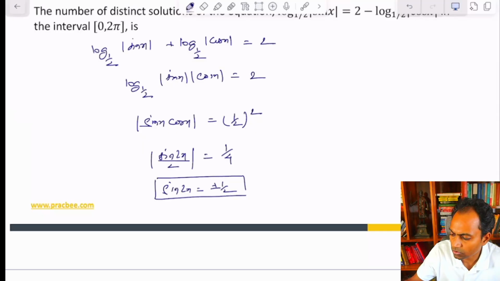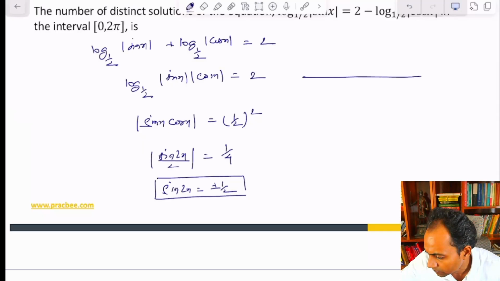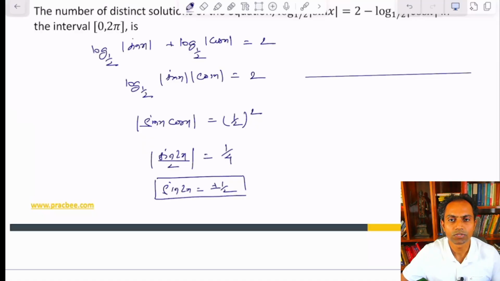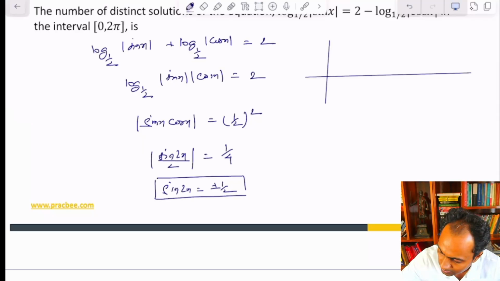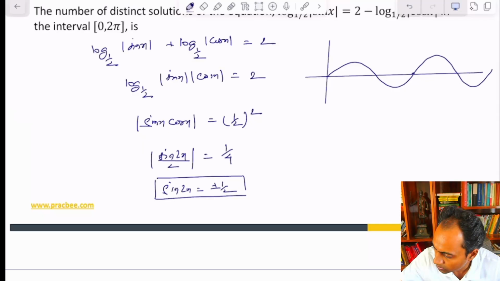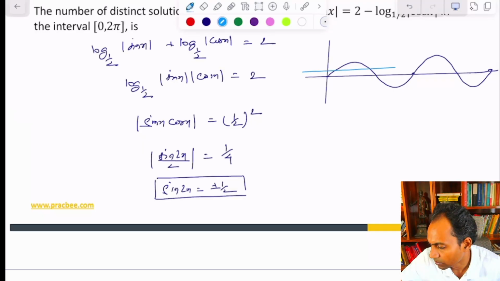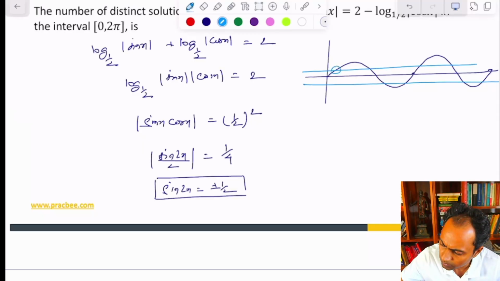Now we can count the total number of solutions. If I draw the graph of sin 2x, see, whenever the number of solutions is asked, it is always a better strategy to do it this way. So you can see that it will go like this. One cycle will be over in pi, and since I am going till 2 pi, there would be 2 cycles. If I draw a line corresponding to 1 by 2, that line is going to intersect at 4 points. And for minus 1 by 2, again 4 points. So the total number of solutions would be 1, 2, 3, 4, 5, 6, 7, 8.